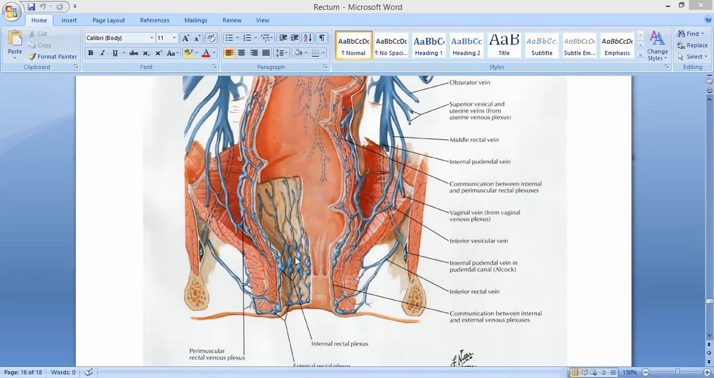And in cases of portal hypertension, what will happen? In the case of portal hypertension, here the veins also become dilated, due to the back pressure, backflow, right? So what are the two places where the portosystemic anastomosis were present?